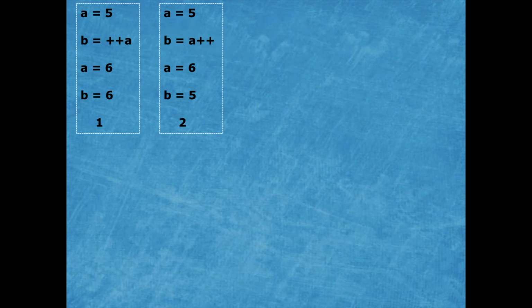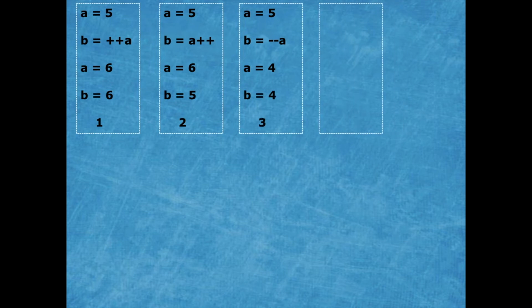Let's take 2 examples about decrement operator. So A is 5, B equal to --A. Come on, take a guess. What is the new value of A and B? So A is 4, B is 4, example 3. And you all must have guessed what the last example is going to be. A is 5, B equal to A--. So now A will be equal to 4, B will be equal to 5, and I'll call this example number 4.